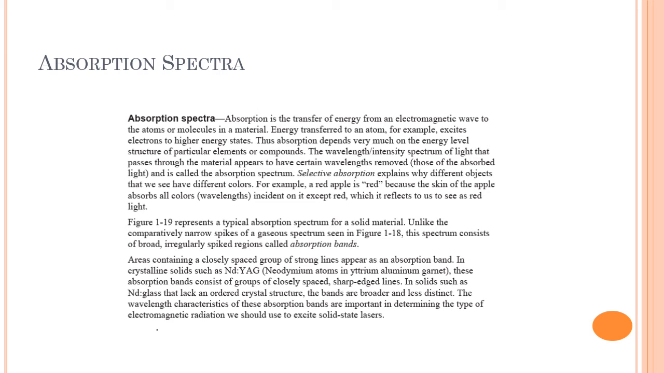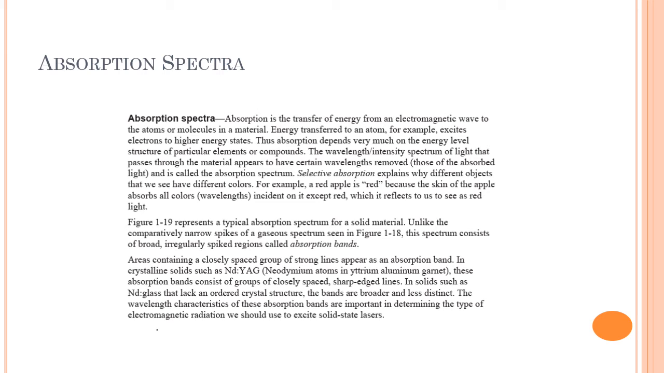Selective absorption explains why different objects that we see have different colors. For example, a red apple is red because the skin of the apple absorbs all colors incident on it except red, which it reflects to us to see as red light.